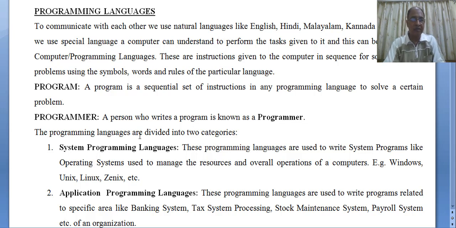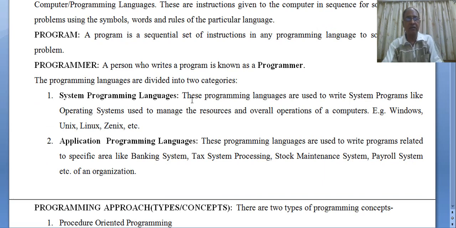The programming languages are divided into two categories. Number one, system programming language, and number two, application programming languages. Now we first understand the system programming languages. What are these? These programming languages are used to write system programs like operating systems used to manage the resources and overall operations of a computer.